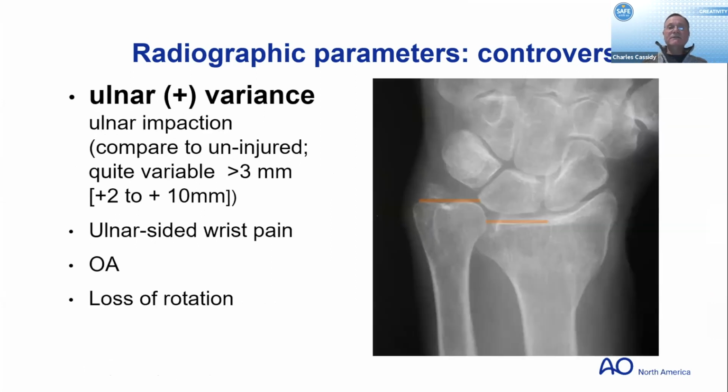How about ulnar positive variance? That's the term ulnar impaction. It's important to compare to the uninjured wrist, and it's quite variable. So we could say more than 3 millimeters, but it could be as little as 2 or as much as 10 before patients develop significant ulnar impaction symptoms. What are they? They're manifest by ulnar-sided wrist pain. They can develop ulnar carpal arthritis and distal radioulnar joint arthritis. And the loss of rotation, that's a really important one.